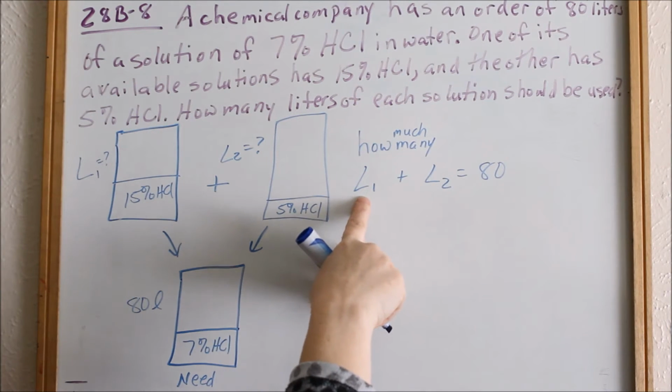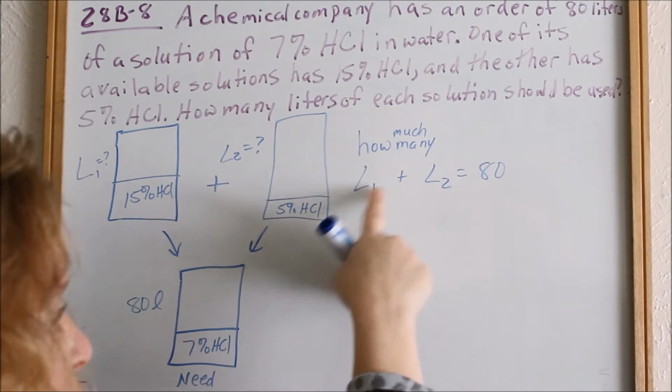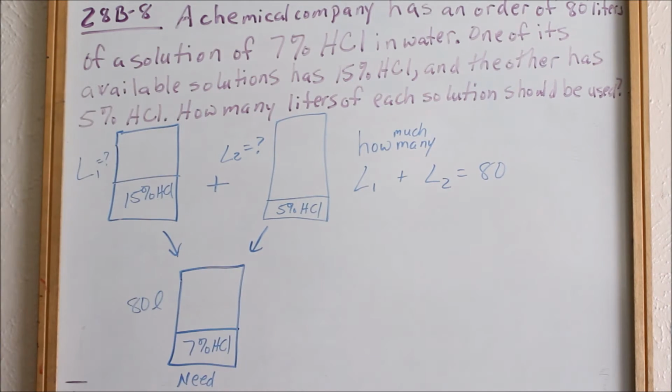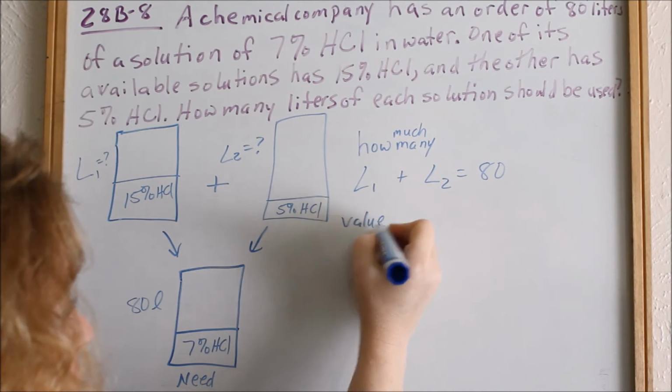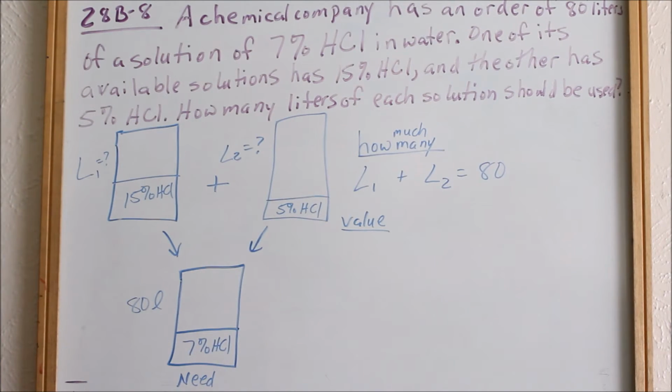Again, you can label this whatever you want. In the book, I think they call this S1 and S2 for solution 1 and solution 2. You can label it whatever, okay? My S's look like 5s, so I'm going to use L's. Then your next equation is the value, okay? The same as what we use for coins. How many or how much, and then the value.